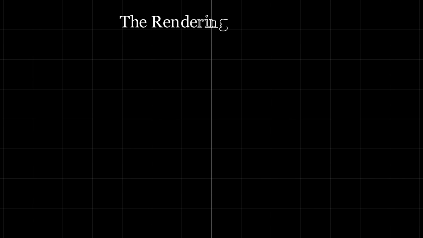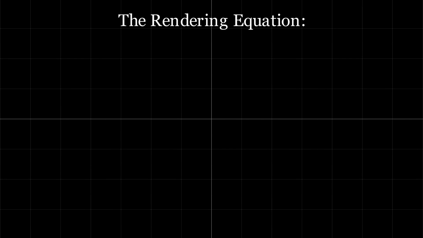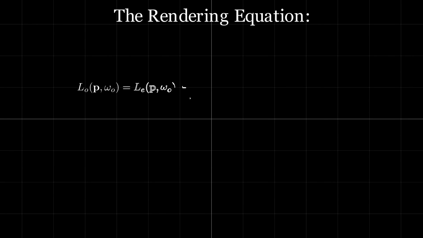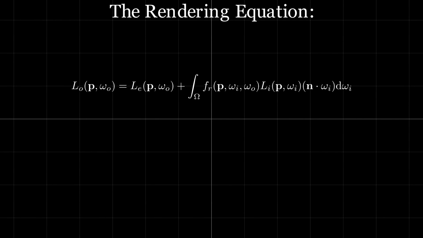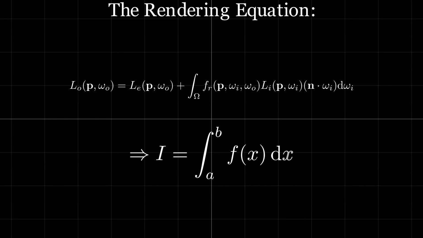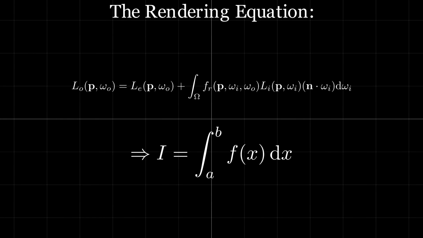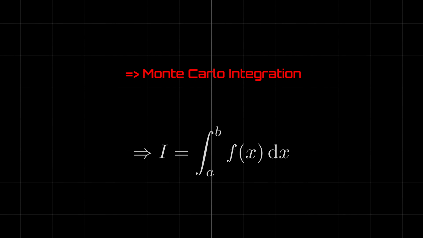Path tracing is just trying to solve one massive mathematical problem: the rendering equation. It's a beautiful formula, but it's a recursive, high-dimensional integral. Trying to solve it like a high school algebra problem doesn't work. We have to guess the answer. And to do that, we use Monte Carlo integration.